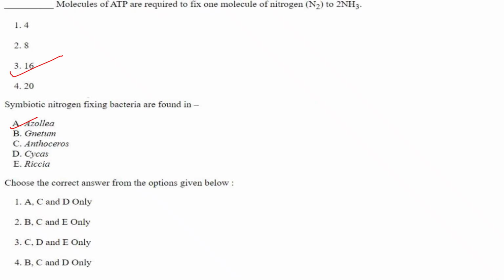Then Nelumbo, it doesn't show any symbiosis. Anthoceros, that is a bryophyte, it is having symbiotic association with the cyanobacterium Nostoc. Then Cycas, it is a gymnosperm and it is having specialized roots called coralloid roots that also have nitrogen fixing cyanobacteria. Riccia is also a bryophyte, but there are no known reports telling that Riccia is harboring some symbiotic nitrogen fixing bacteria in it. So the answer is ACD, answer is option 1.